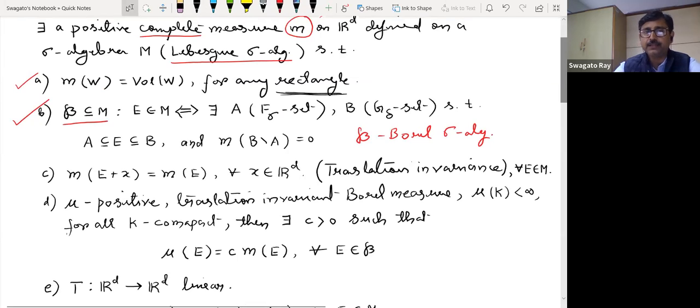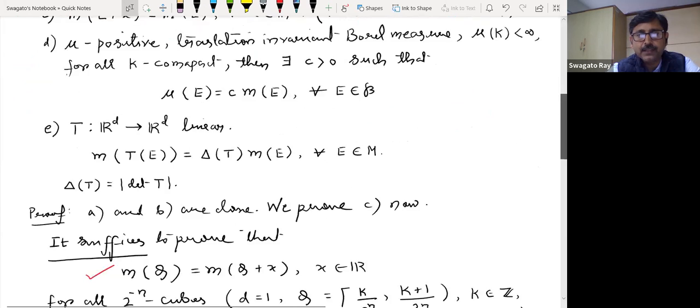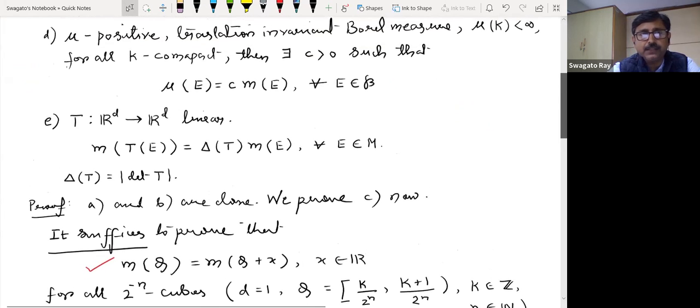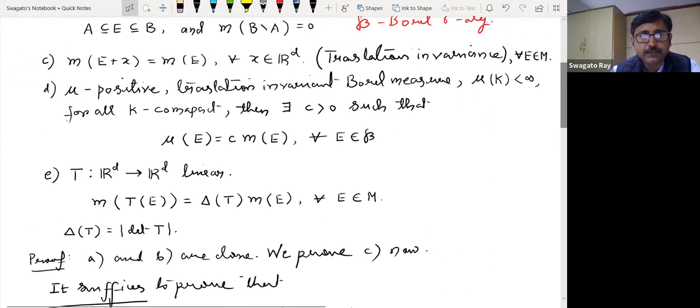Everything is coming from here because cubes are certain forms of rectangles. Okay, we now try to prove D. So let us look back at the statement of D.